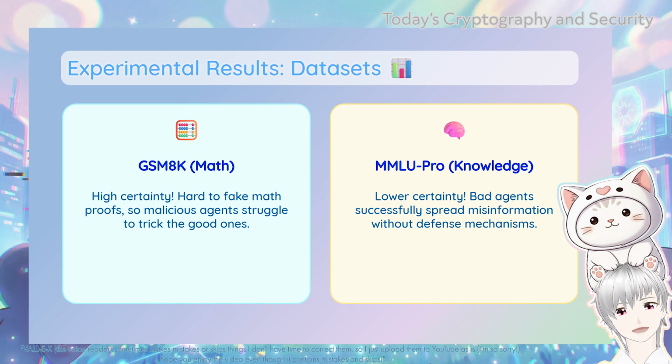For the math problems in GSM8K, the good agents were pretty confident in their answers, and it was really hard for the malicious agents to trick them, because it is hard to make up a fake math proof that looks real. But for the MMLU-Pro dataset, which has lower certainty, the bad agents were much more successful at spreading misinformation when there was no defense mechanism in place. This shows why we need a diverse testing environment like GAMMAF to truly see how different types of tasks affect the security of the whole system.